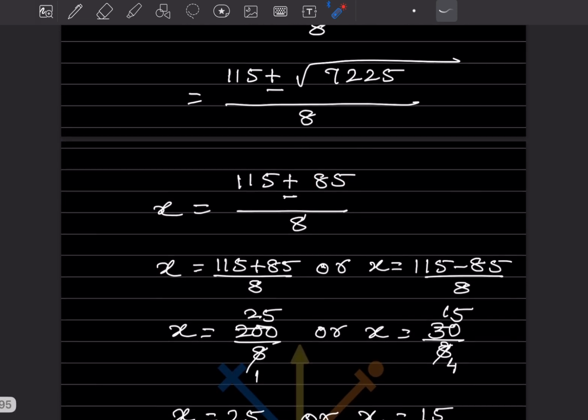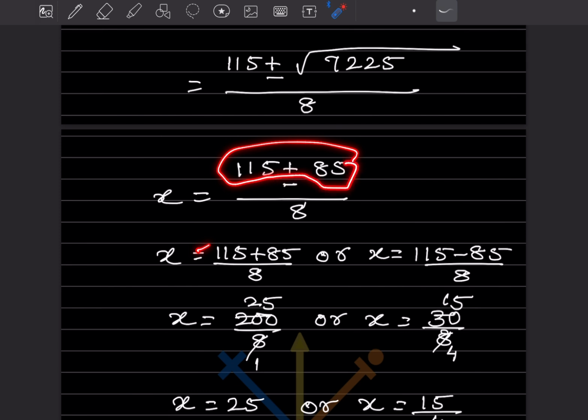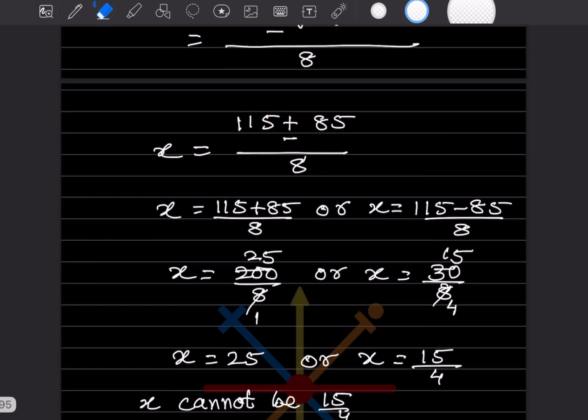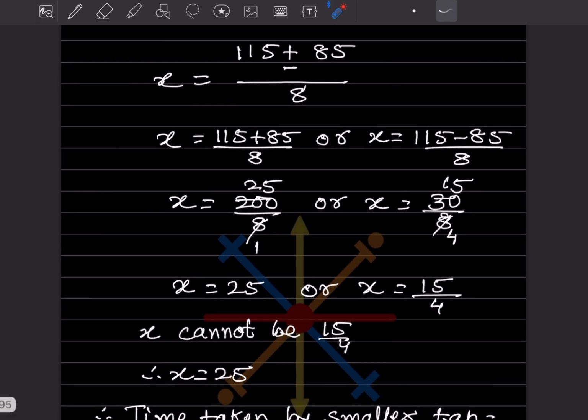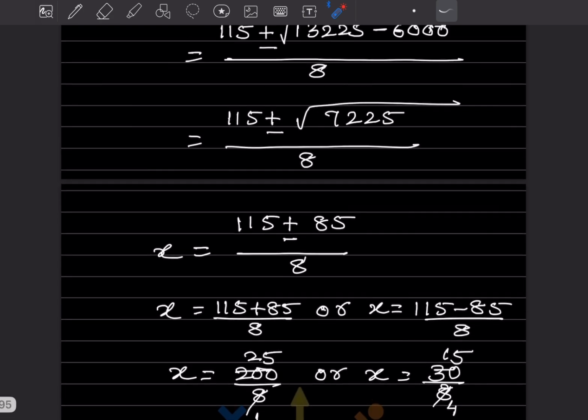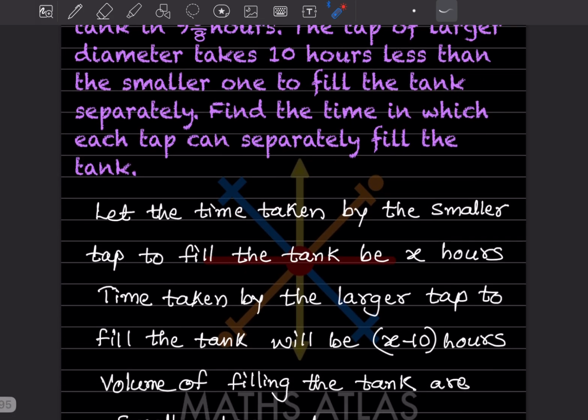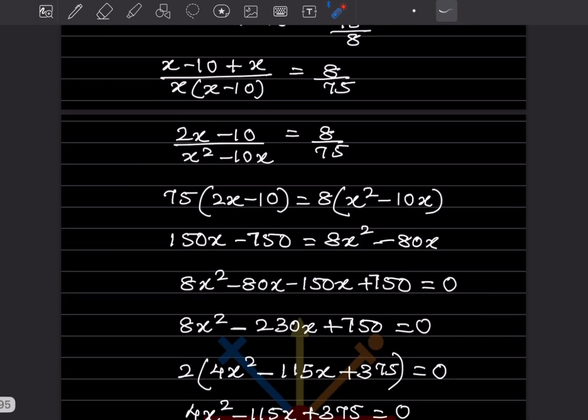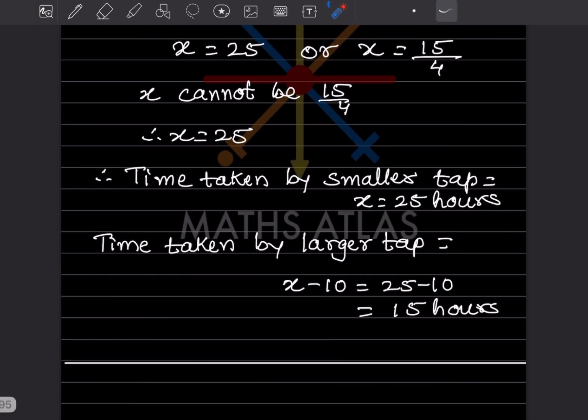So divided by 8. Now what will you do? For x, once you will take the plus sign, and once you will take the minus sign, and solve. You can just have a look at it and simplify it. So x is 25 and x is 15 by 4. So x cannot be 15 by 4. So x is going to be 25, because what did they ask here? Find the time in which each tap can separately fill the tank. So the time taken by the smaller tap will be 25 hours, that is considered as x, and the time taken for the larger tap, that is x minus 10, will be 25 minus 10, that is 15 hours.